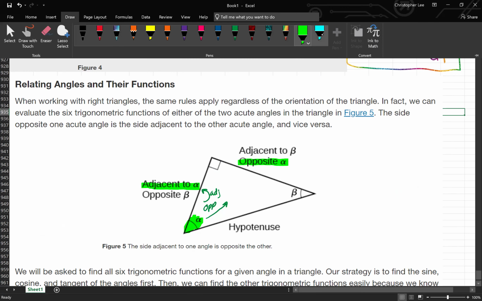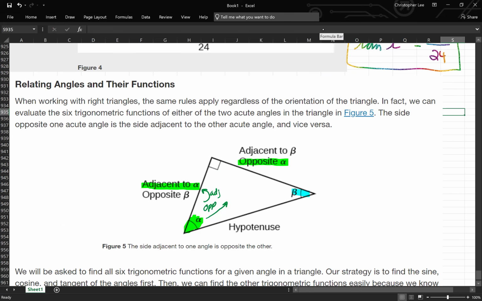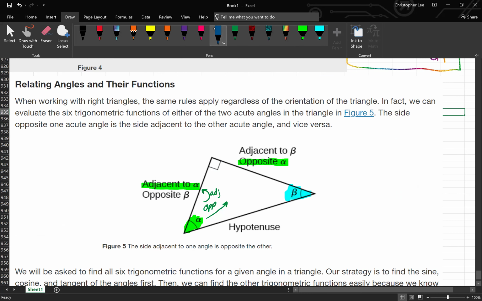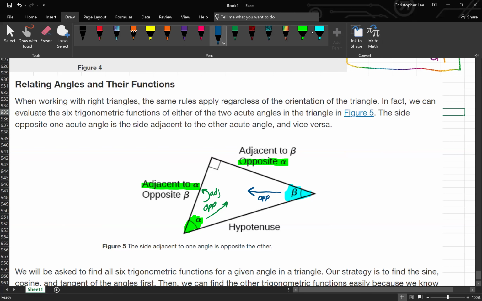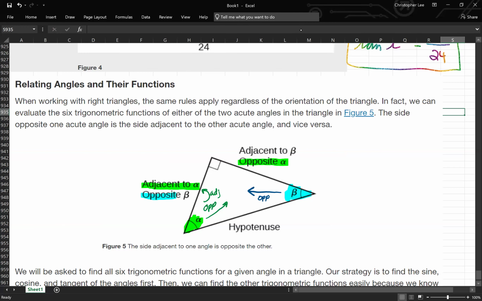Let's say I'm talking about beta, right? And by the way, these are just random names so I can make a point. This is not something that you need to fully call every angle alpha and every angle beta. They're just names right now, just to make a point. So let's say I have angle beta. Opposite my angle beta is going to be that leg. That's my opposite. So this would be opposite from angle beta.